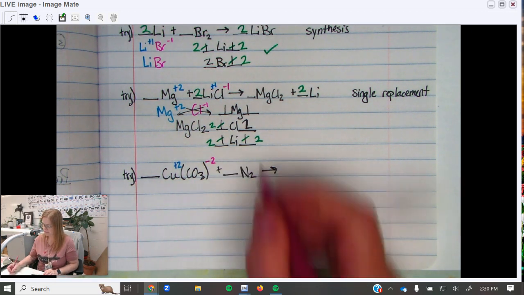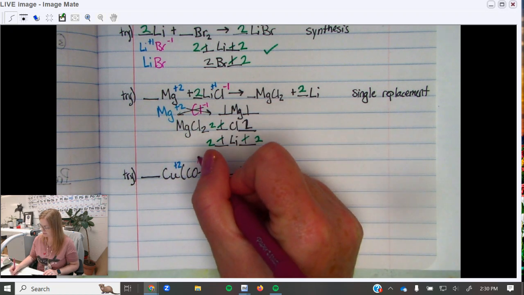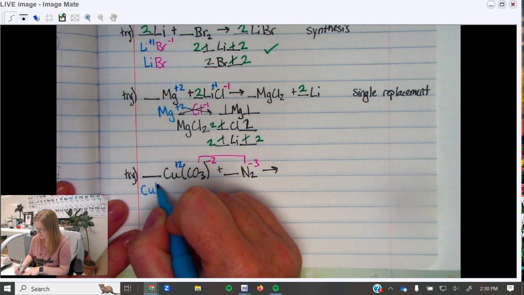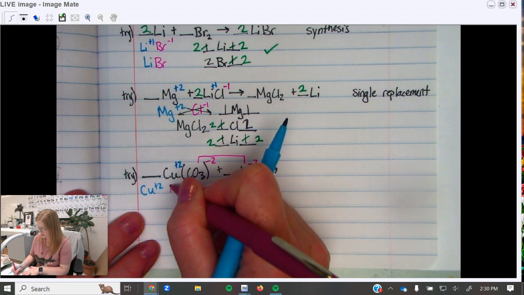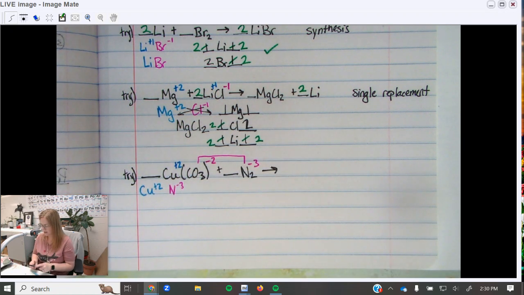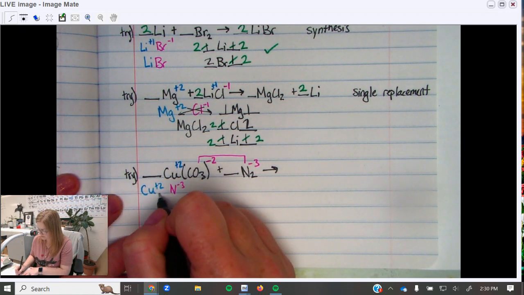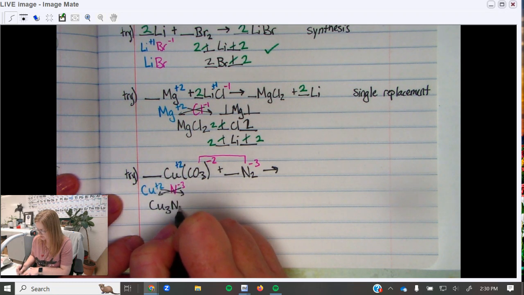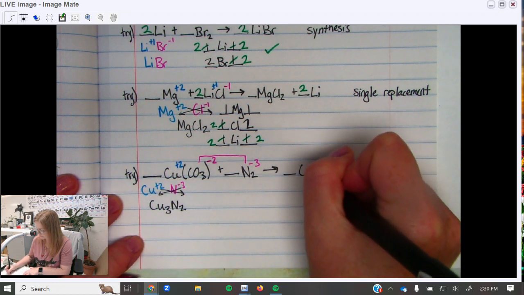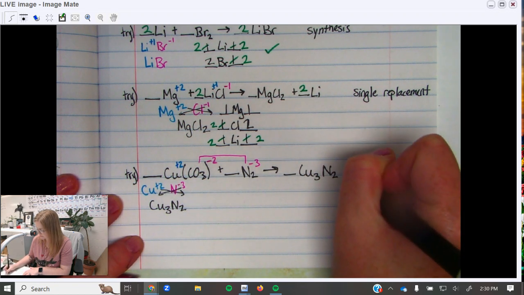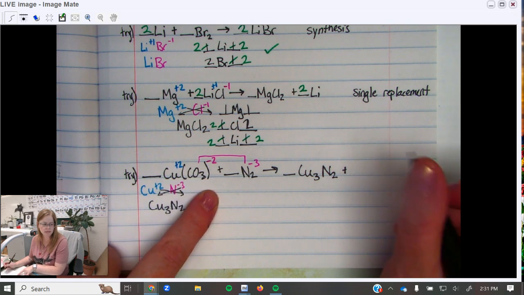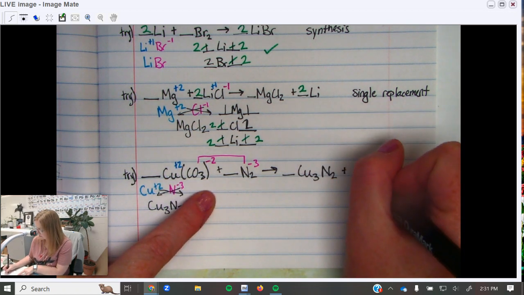And then nitrogen is -3. So this time I need my negatives to swap out. So I'm going to end up with Cu +2 and -3, and they're going to swap across to get Cu3N2. And then did I just do that wrong? No, that's right. Okay, and then I also am going to have my CO3s.